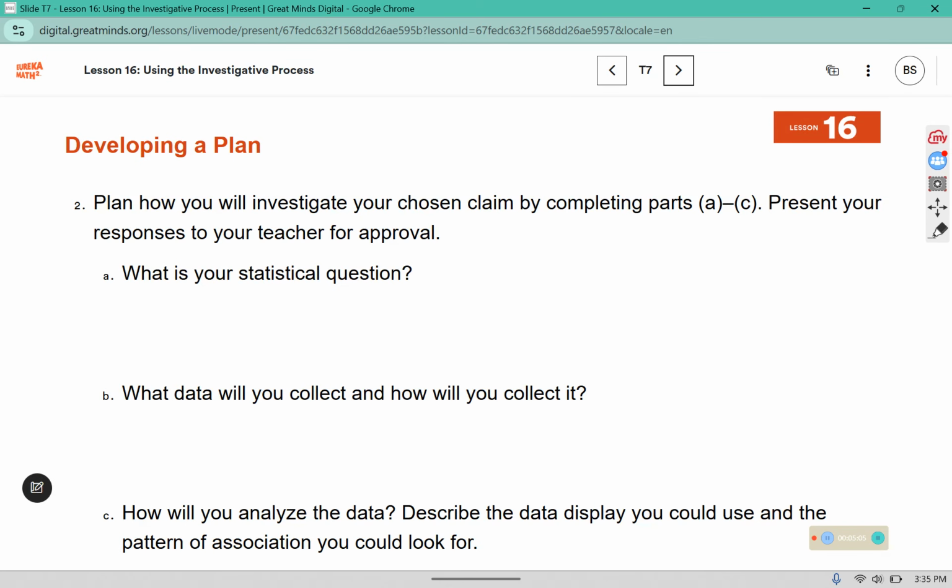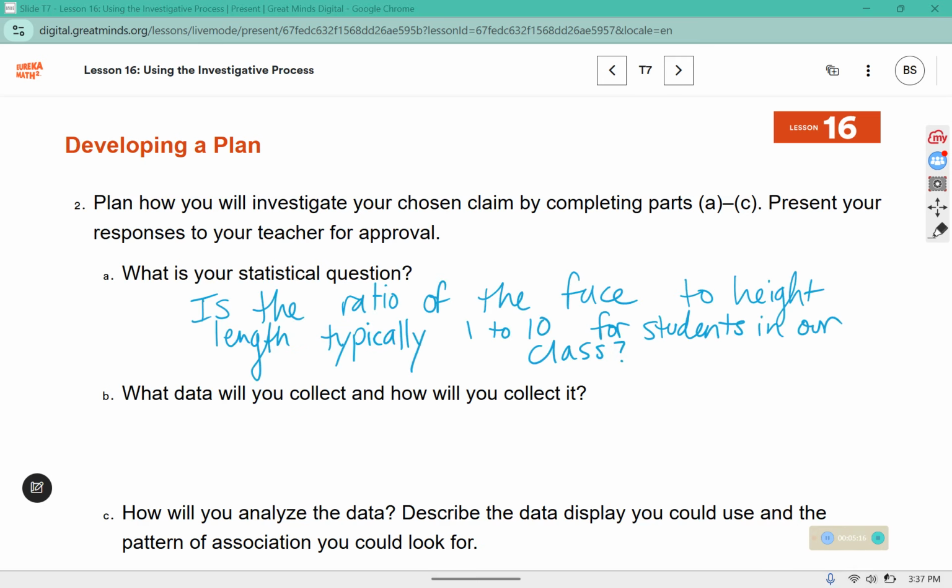In problem 2, it says plan how you will investigate your chosen claim by completing parts A through C and present your response to your teacher for approval. First, what is your statistical question? The question we are going to examine is: is the ratio of the face to height length typically 1 to 10 for students in our class?